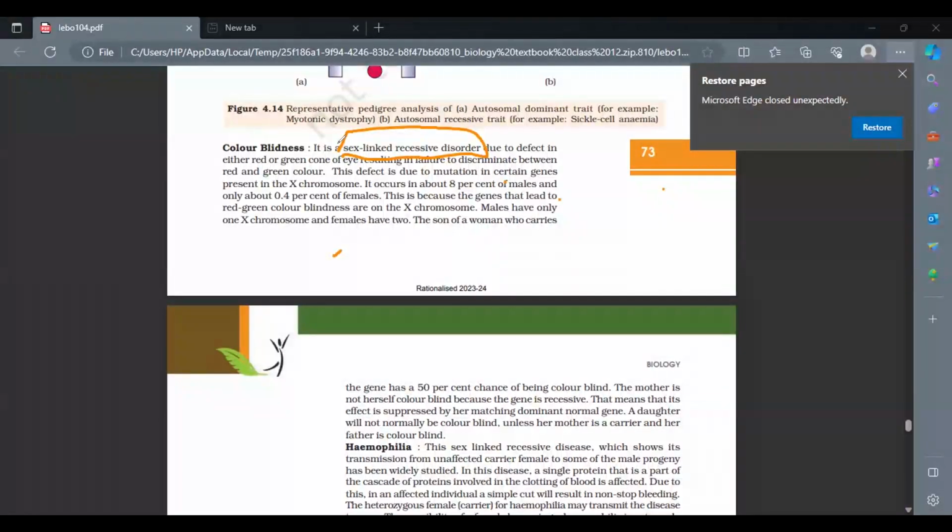And the reason why this disorder is there is that a gene on the X chromosome gets mutated, right? And because of this mutation of the gene, this defect occurs, and it basically occurs more in males. Around 8% of the males are affected with it, only 0.5% of the females are affected, okay?